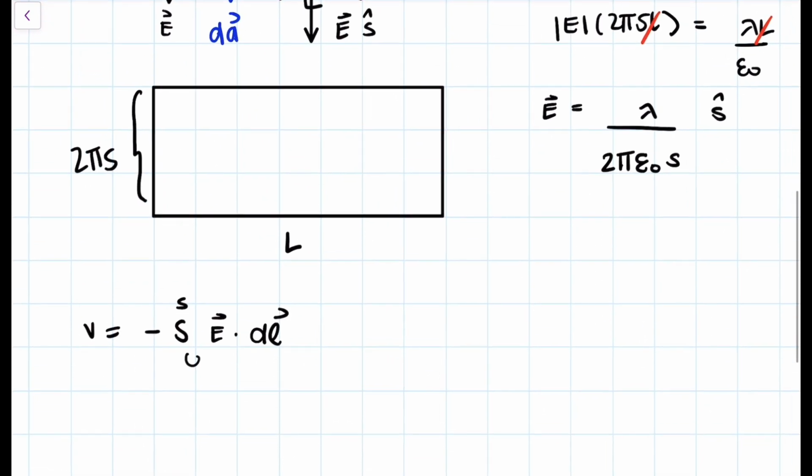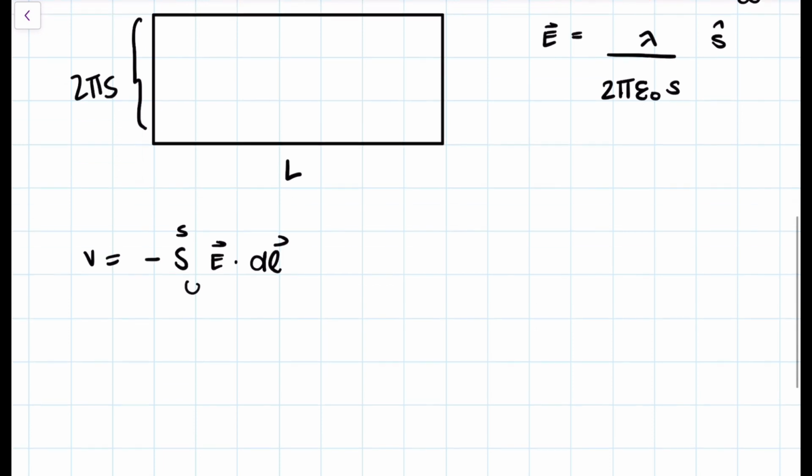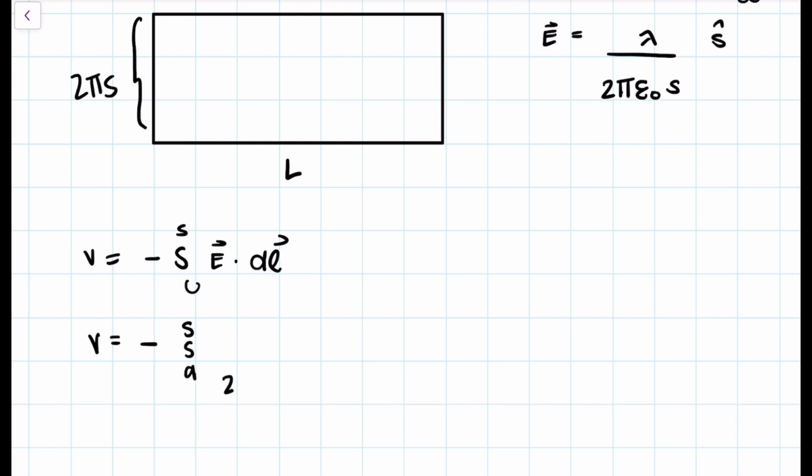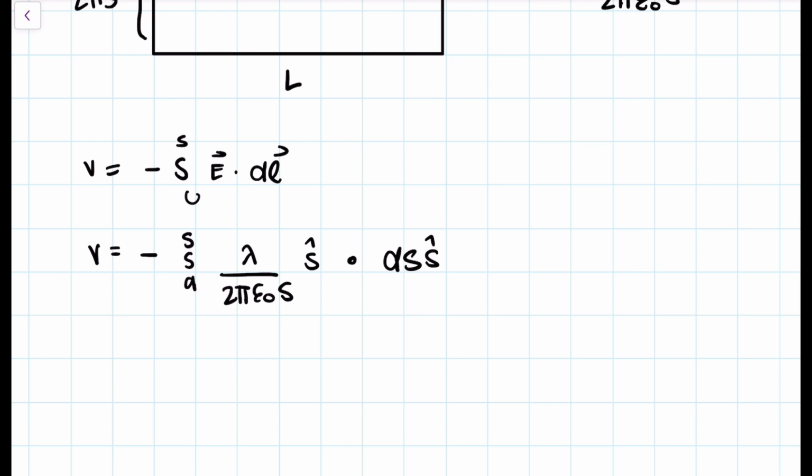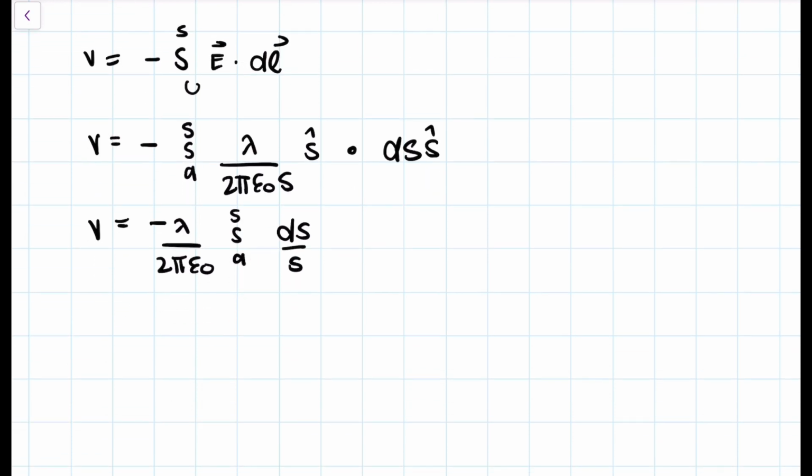When we plug in our electric field and our dl, we can take out the constants, and then the s hats become 1, so we are only integrating over 1 over s. This is a very simple integral, so we are left with this.